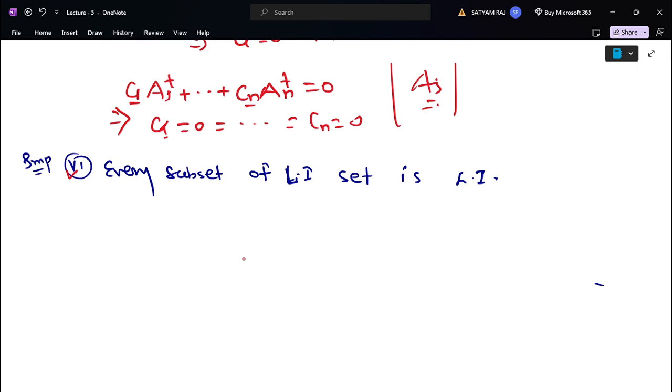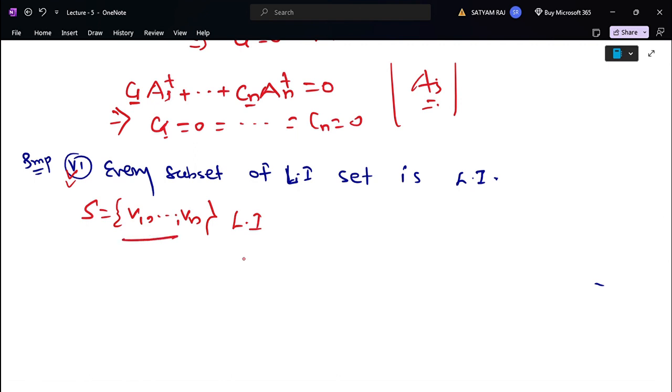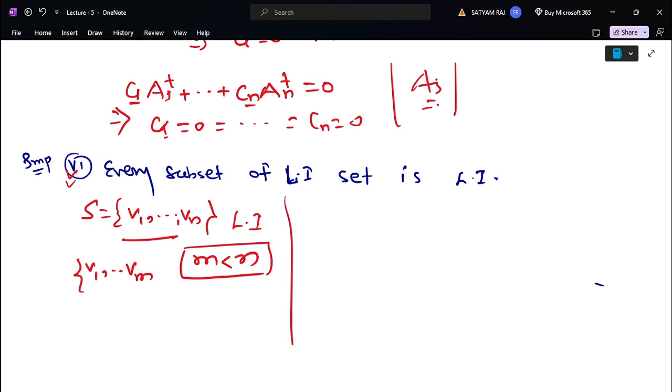Now the next property is that every subset of an LI set is LI. It means we have a set v1 dot dot vn, and this is LI, and what is to be shown is that any subset of this, v1 to vm, without loss of generality we can take m less than n, is also LI. Every subset of an LI set is LI. To show this.